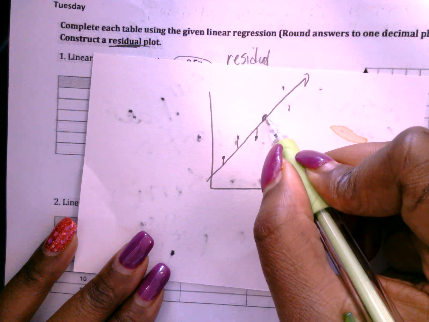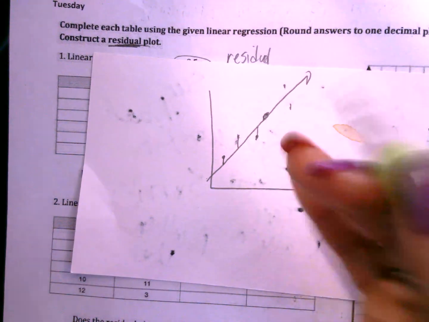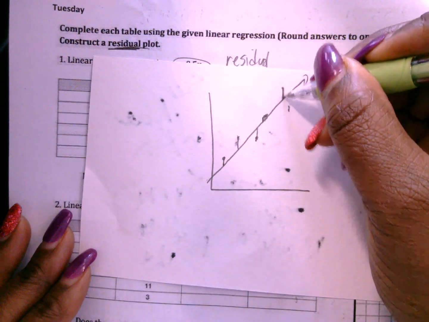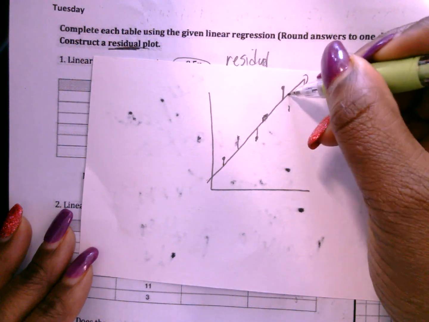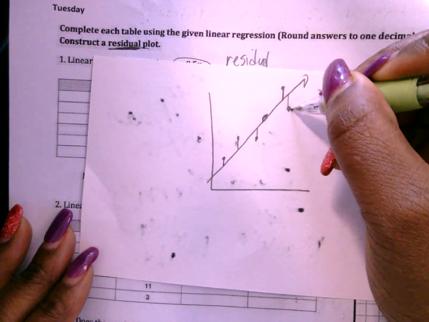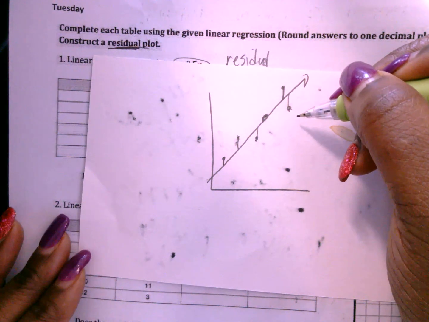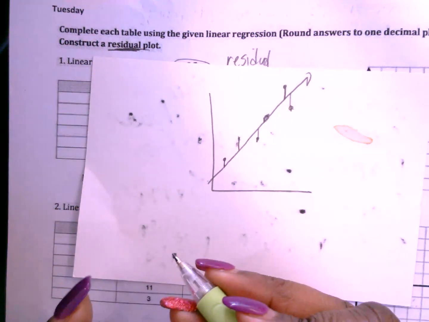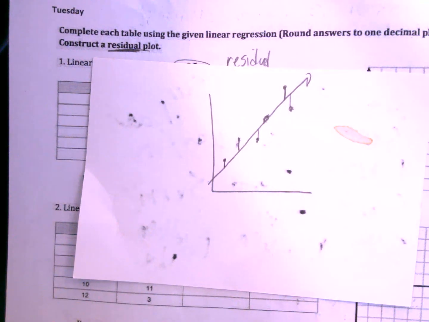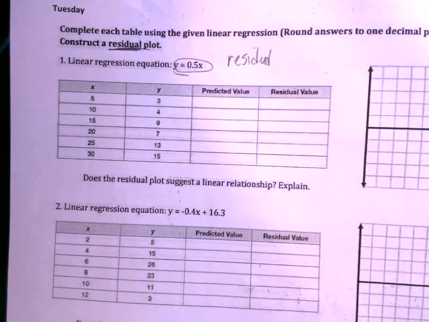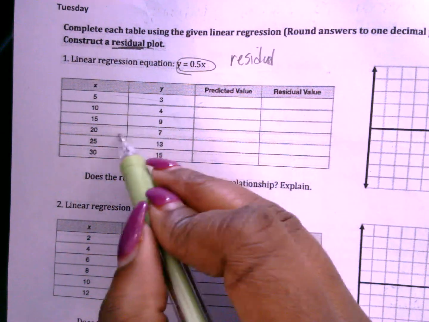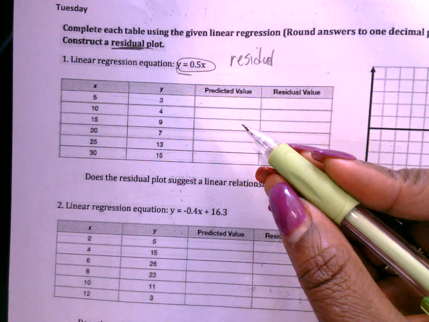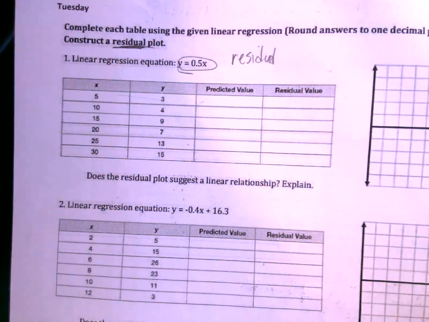My residual for a point that's on the line is 0 because it's no distance away from the line. So this residual is positive, maybe +2. This residual might be -2 because it's under the line. Do you understand? So residual is how far a particular point is away from the line of best fit. Does that make sense? Okay. So we're going to find the residuals for each of these points. To do that, I need to know what the points on the line are so I can subtract them.